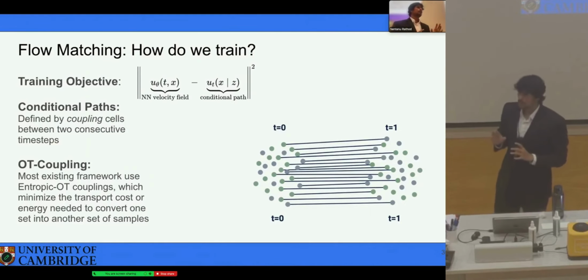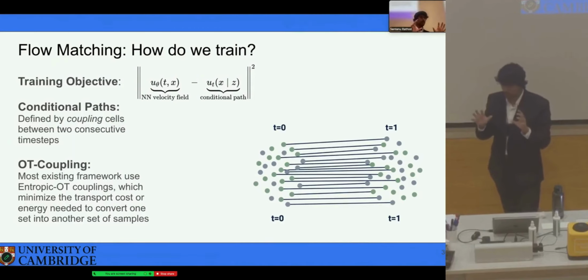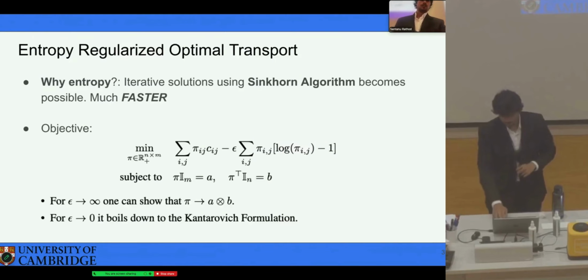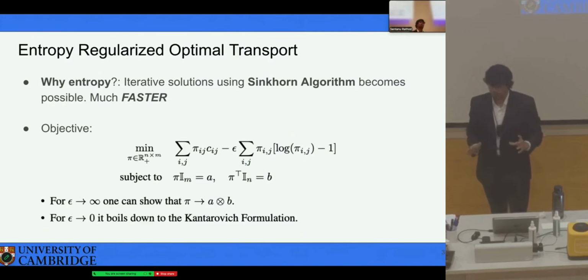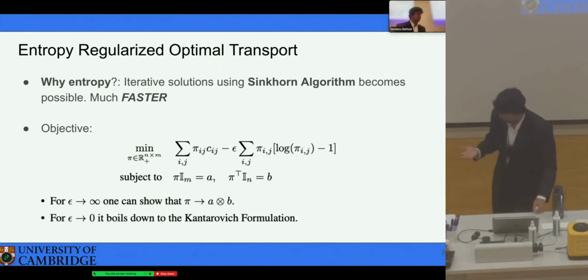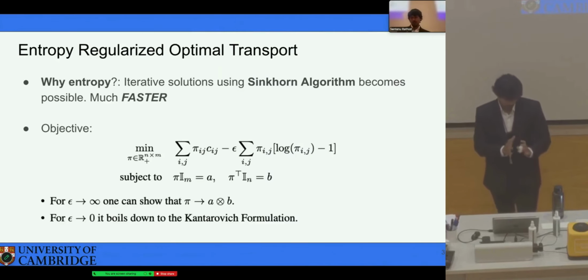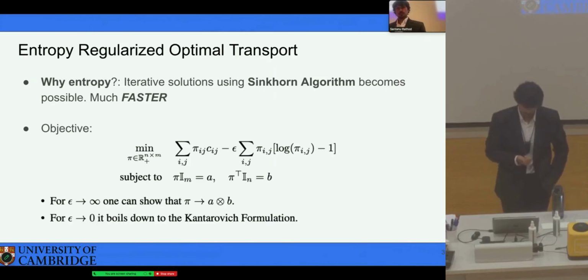And that's why people usually run optimal transport algorithms on top of these two sets, get the optimal transport couplings, draw a straight line, and train the flow matching algorithm on top of that. So firstly, even among optimal transport couplings, there are different OT formulations. There's no one good optimal transport formulation that you should use. So why do people use entropy regularization in the optimal transport problem?